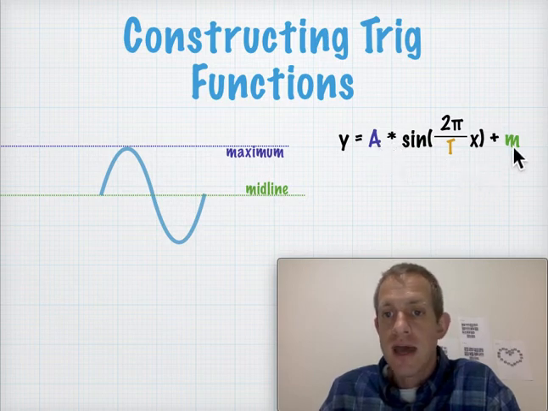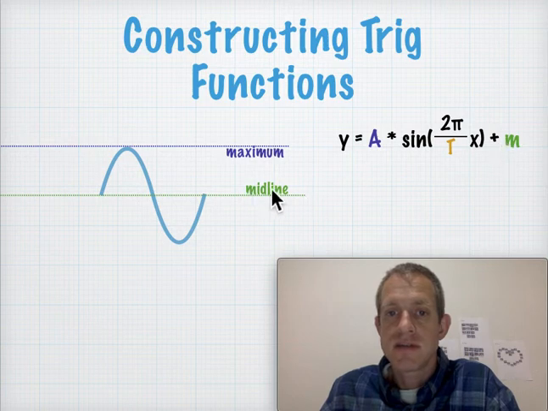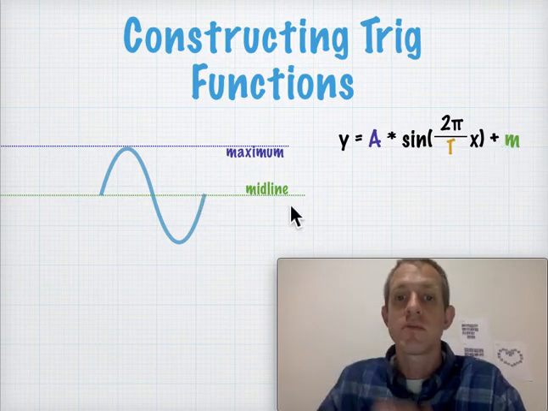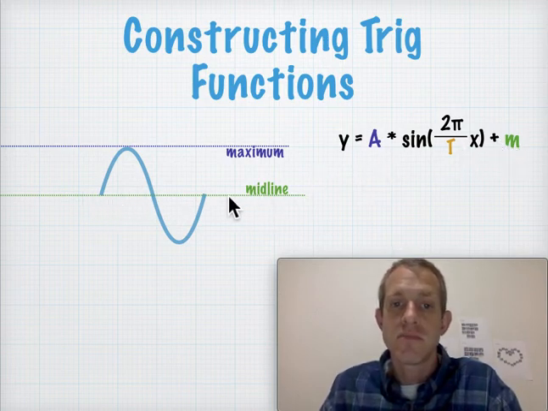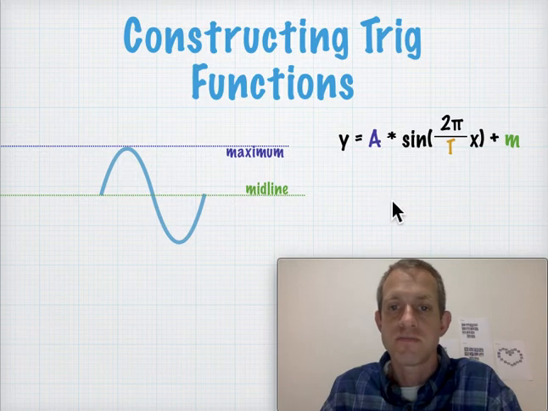The M that's here at the end is the midline. If this is centered around 0, then you would have nothing here at the end. But if the graph's been shifted up a little bit, then you would say plus 4 or something like that, whatever the height of the middle of the graph is.